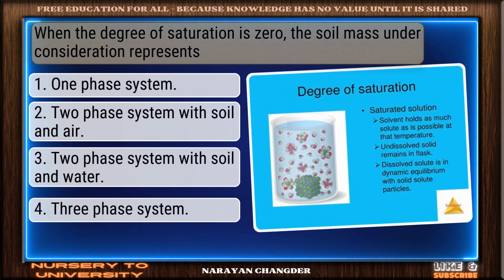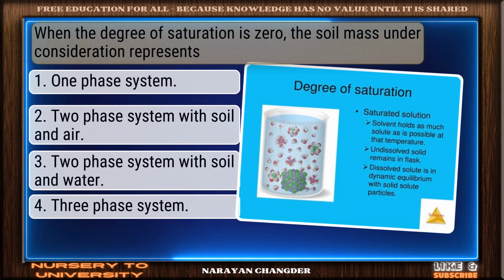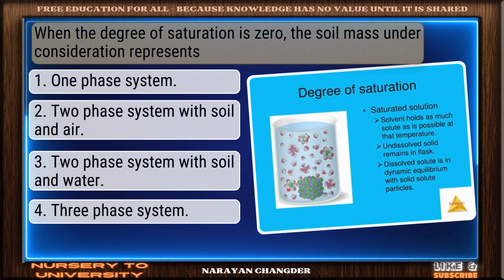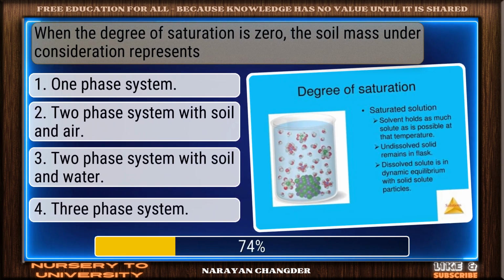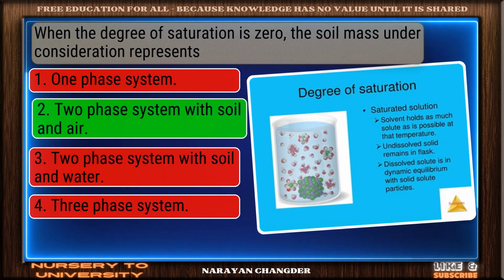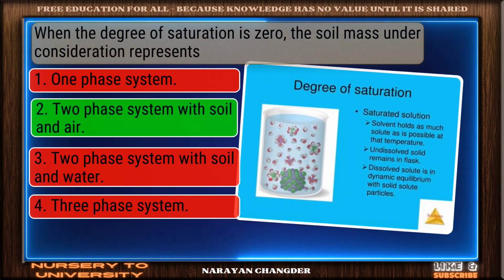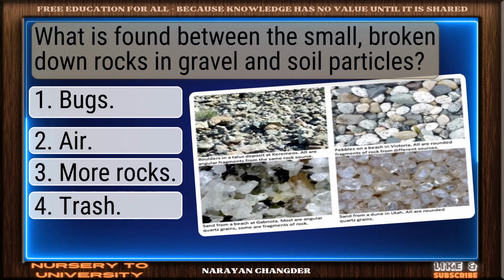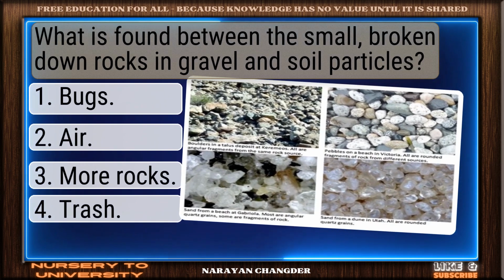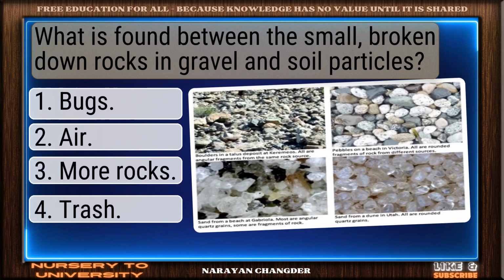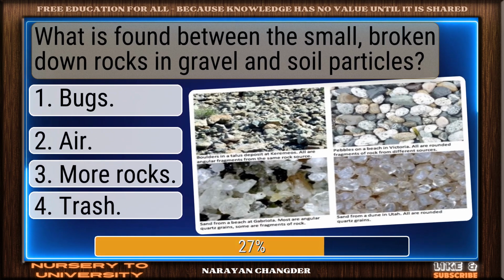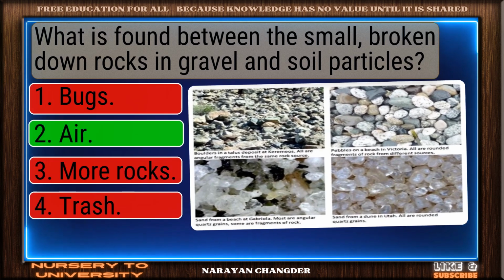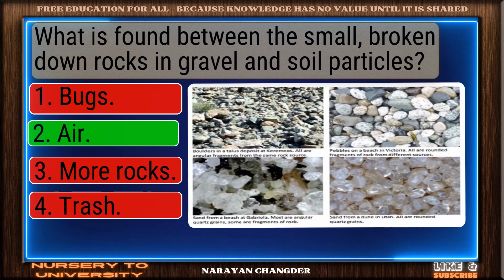When the degree of saturation is 0, the soil mass under consideration represents... Exactly. Two-phase system with soil and air makes sense, and it is the right choice. What is found between the small, broken-down rocks in gravel and soil particles? Great job. Air is the accurate answer.